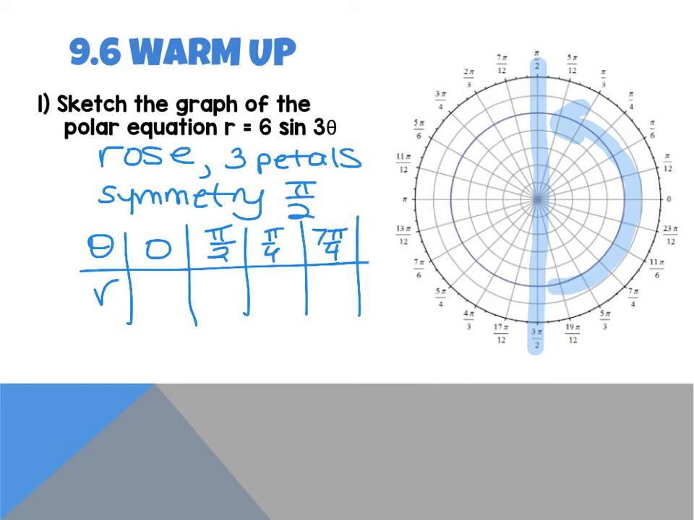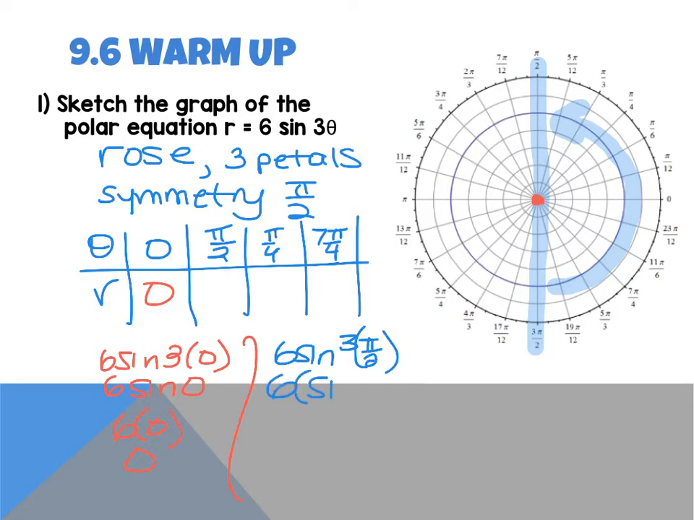All right, so if I plug in 0, 6 sine of 3 times 0, 6 times the sine of 0. At 0, sine is 0, 6 times 0 is 0. So I already know this first point. Then I go to the next one. 6 sine of 3 times pi over 2, 6 sine of 3 pi over 2. Sine at 3 pi over 2 is negative 1, so negative 6. And just right there, I know that instead of going up here, I'm going down to 6 on the bottom.